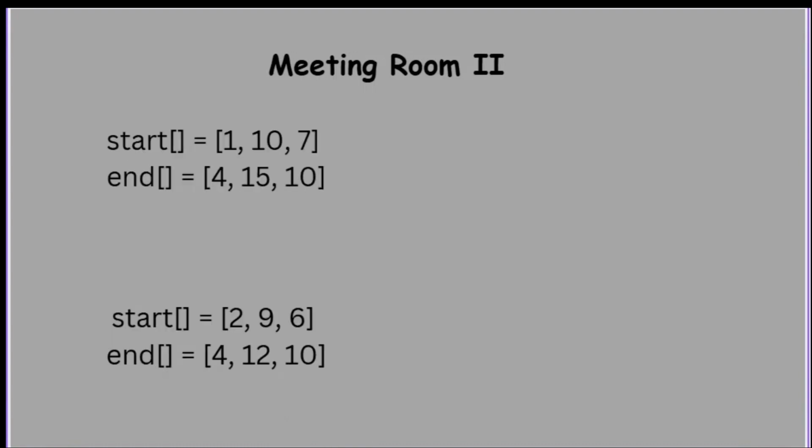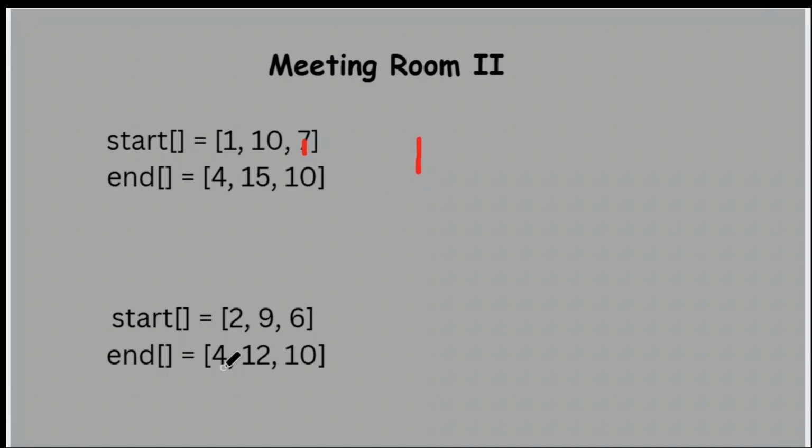Now, this is the second kind of meeting room problem, where the start and end arrays are given separately. So your task is a bit different. You have to check how many rooms are required for all the meetings to be conducted. So here we have to return the minimum number of rooms. First you can see 1, 4, then 10 and 15, and 7 and 10. Here you can see that all the meetings are scheduled at different times, so only one room is sufficient.